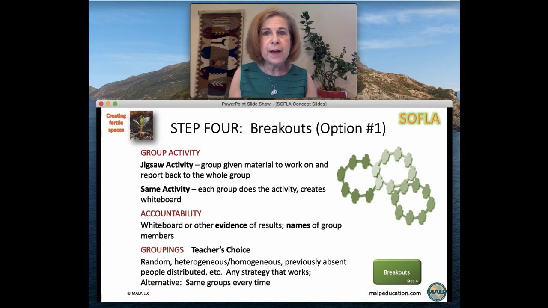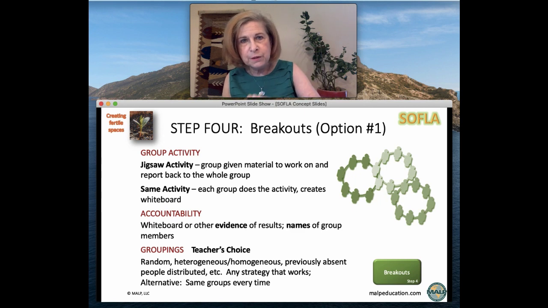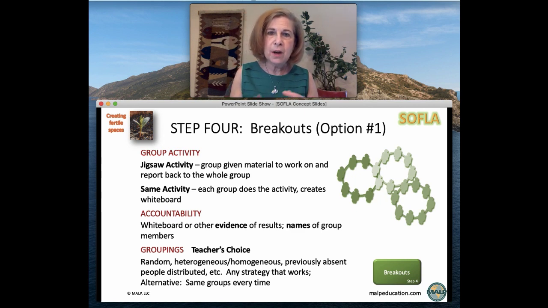Sometimes I make sure that if people were absent, they're not in the same room. I make sure they're in different rooms because if they missed the previous class, that could be an issue. And any strategy. Another idea, depending on what you're teaching, is they form the group at the beginning, and that's their group. That's another way. There's no one way to do this. You, as the teacher, decide what works best for your class. So that's one option. You see it says option 1.